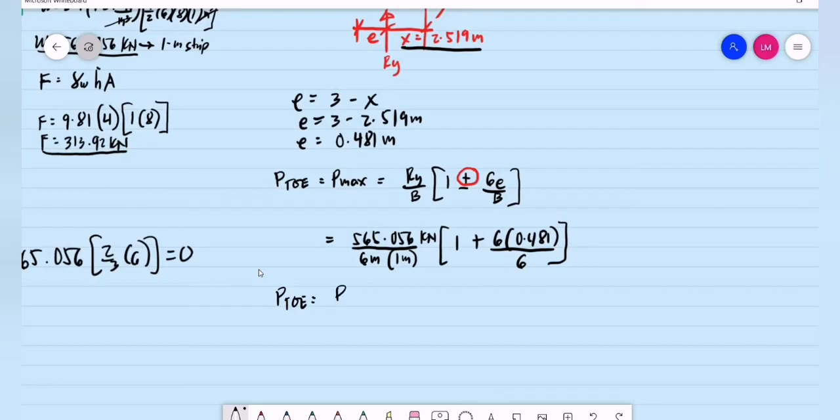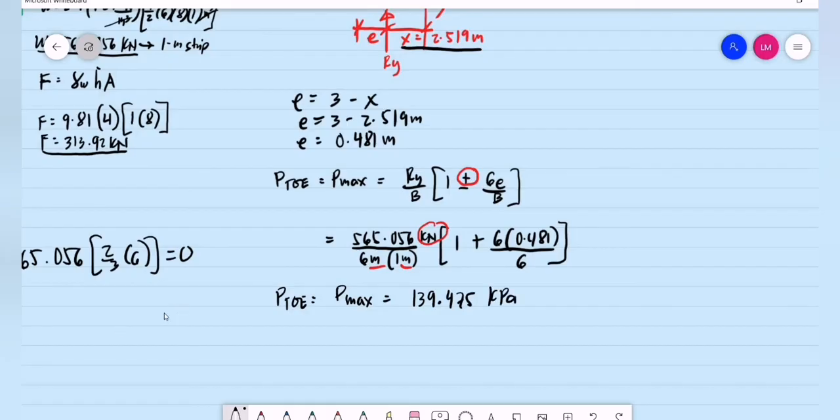For this problem, the maximum pressure is equal to 565.056 divided by 6, multiplied by 1 plus 6 times the eccentricity, 0.481, divided by 6. The computed value is 139.475 kilonewtons per square meter. If you observe the units, kilonewtons per square meter is kilopascals.